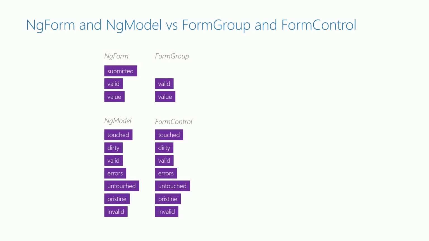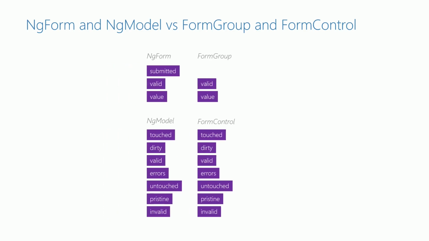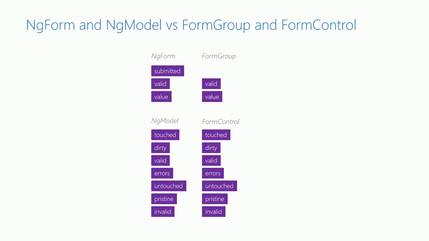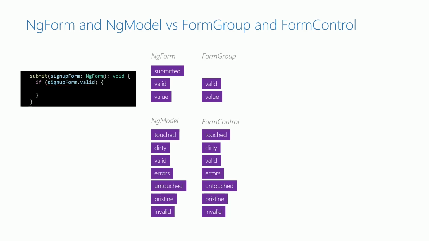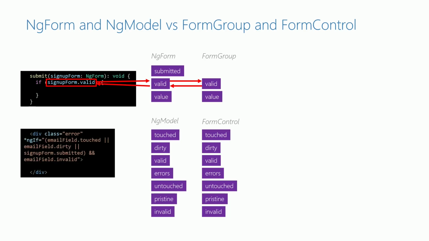With this context in mind, we will now understand how these properties work when used in the HTML template or component class. In the component class, when valid property of NgForm object is accessed, the NgForm internally goes to FormGroup object to get valid property from it and return it to the component class code. Let us look into another example. In the HTML template, when touched property of NgModel object is accessed, the NgModel internally goes to FormControl object to get touched property value from it and return it back to the HTML template code.